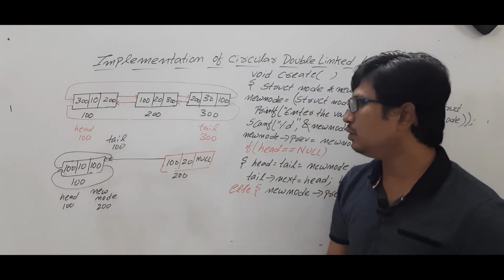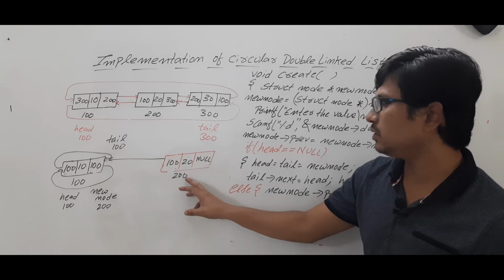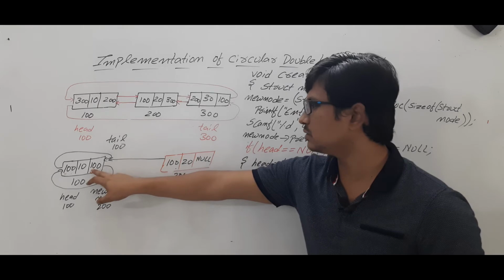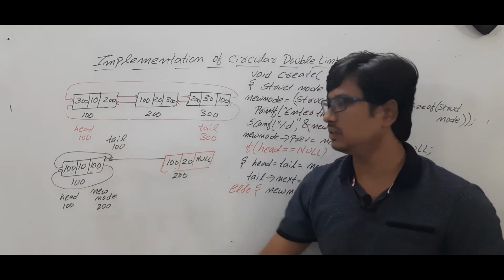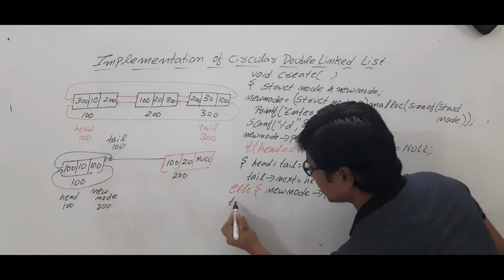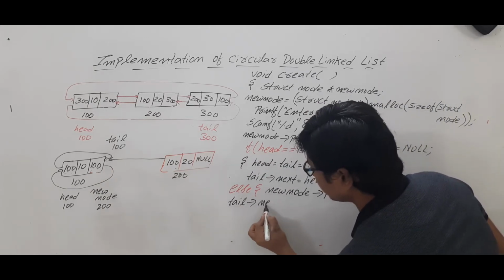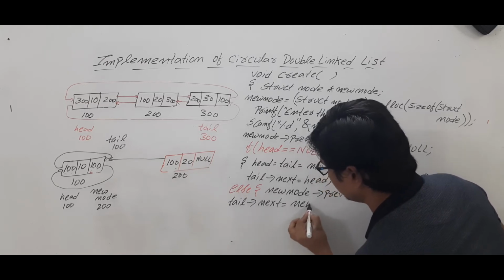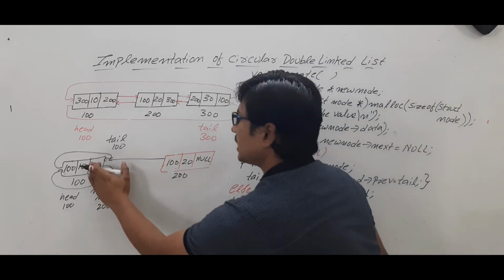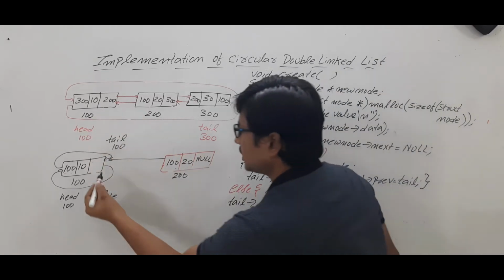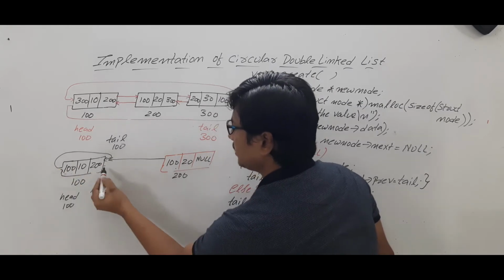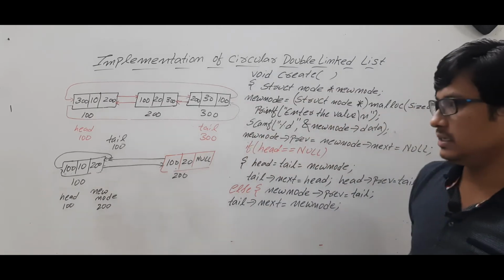Now what else do you need to do? You need to write this one. Am I right or wrong? What is this one? Tail of next. Tail of next is equal to new node. So let me write here for you: tail of next is equal to new node. What does new node consist of? 200, that you are writing here. So here you will get 200, then this link will be done and this node is pointing to this one. Is it clear? Is it done?